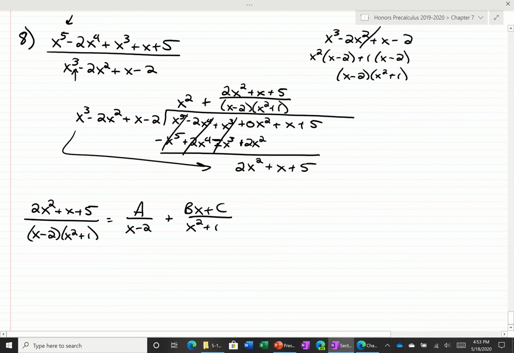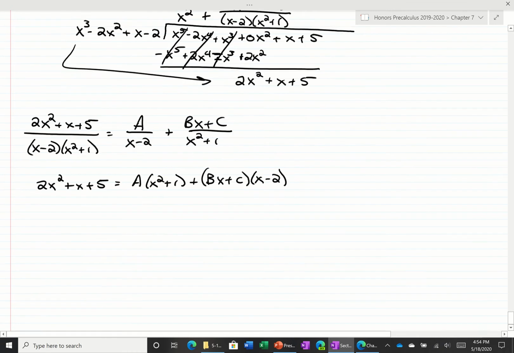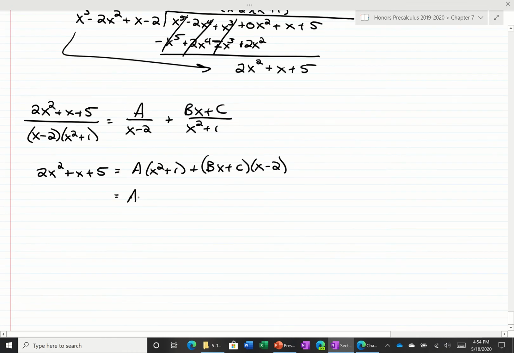Now if we multiply by the LCD, we're going to get 2x squared plus x plus 5 is equal to, this is just going to be a times x squared plus 1 plus bx plus c times x minus 2. Distributing, we get ax squared plus a plus bx squared minus 2bx plus cx minus 2c.